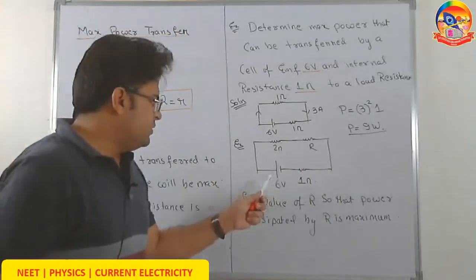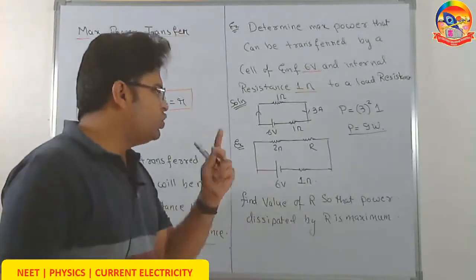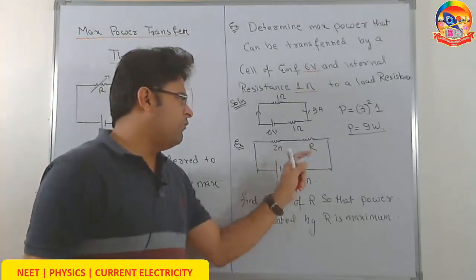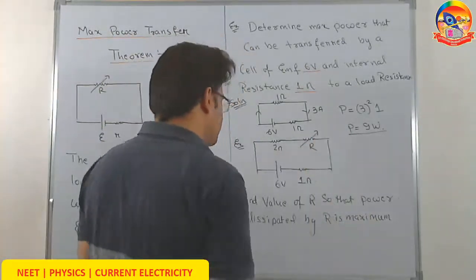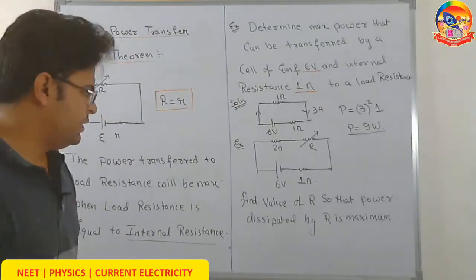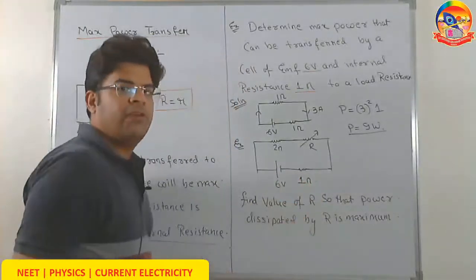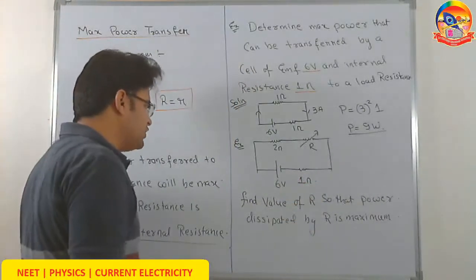There is this circuit, there is a battery of 6 volt having internal resistance 1 ohm, and the line contains two resistances, one of 2 ohm and one variable resistance R. The question is, find the value of R so that the power dissipated by R is maximum. Now here, if you think that R should be equal to 1, that will be the wrong answer. So what to do? What is the trick?